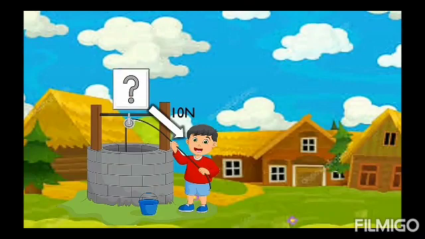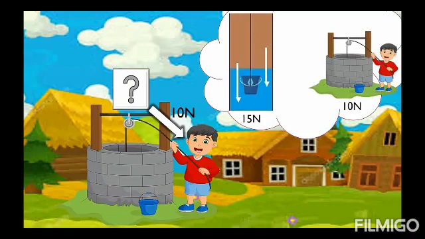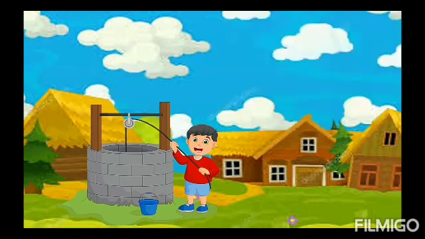If the bucket comes up, imagine it. No, the bucket doesn't move. 15 Newton is greater than 10 Newton. So, the bucket did not come up. In this case, the forces are in opposite direction, so we subtract. 15 Newton minus 10 Newton. What answer will you get? 5 Newton. So, the bucket moves downwards.